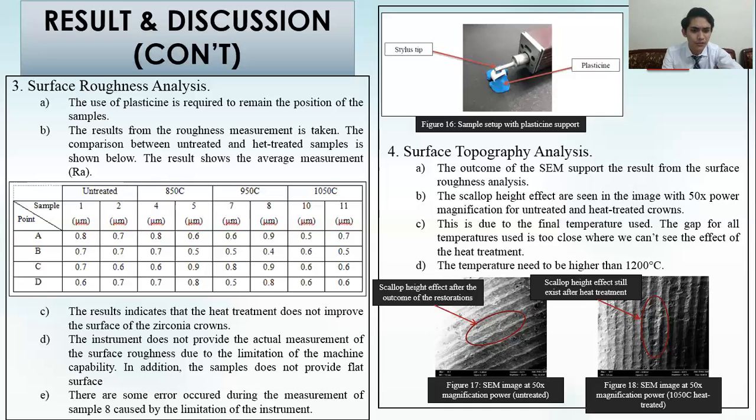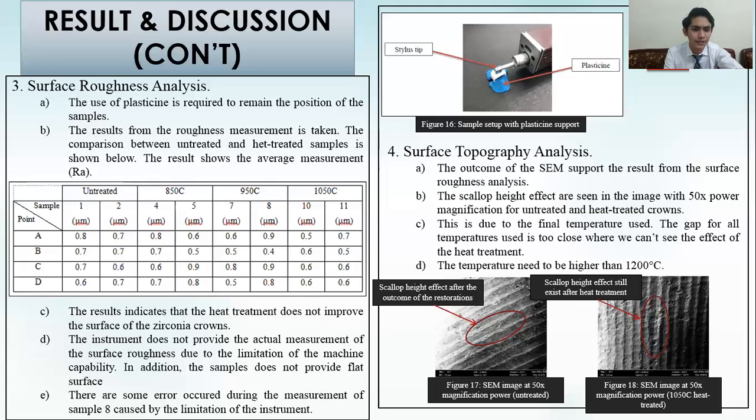One sample from each condition was examined using the SEM machine to support the result from the surface roughness measurement. As the outcome of the SEM, the scallop height effect is seen in the image with 50 times magnification for untreated and heat-treated crowns. This is due to the final temperature used. The gap between all the temperatures used is too close to see the effect of the heat treatment. The temperature needs to be higher than 1200 degrees Celsius.